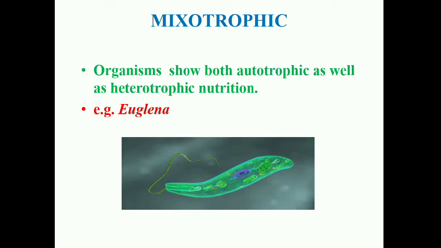We call it a plant-animal. Why is it a plant-animal? Because it has chloroplast on one hand and flagella on the other hand. Due to chloroplast, it is able to capture sunlight and perform photosynthesis in the presence of sunlight. But when sunlight is not there, then Euglena becomes heterotrophic. It starts consuming other organisms. So as Euglena is autotrophic in the presence of sunlight and heterotrophic in the absence of sunlight, we call it a mixotroph, and this mode of nutrition we call mixotrophic nutrition.